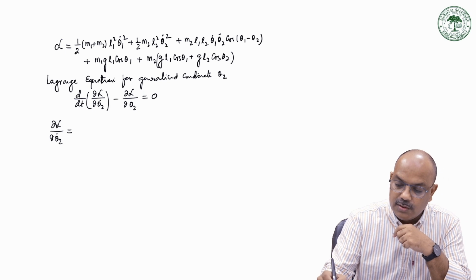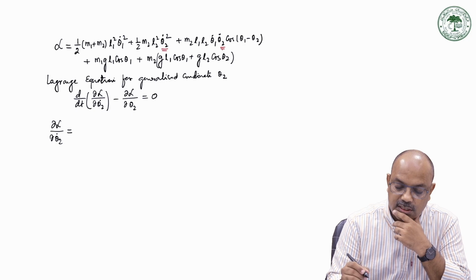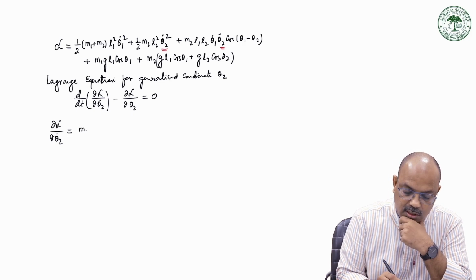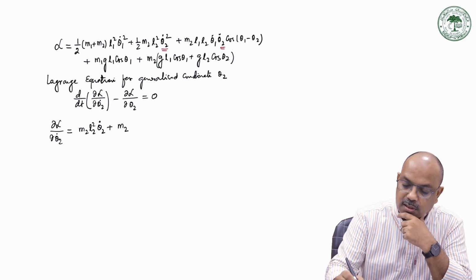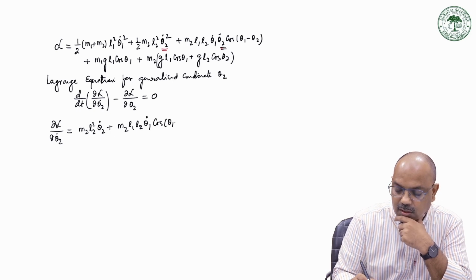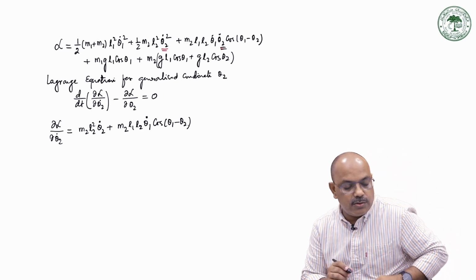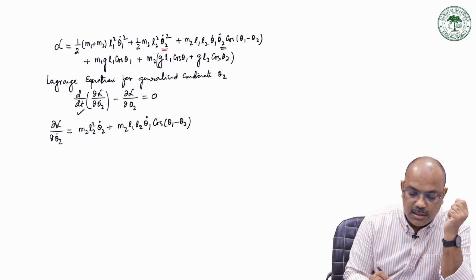You see where I have theta 2 dot. I have theta 2 dot here itself, and theta 2 dot here itself, so I'm going to get these two terms. So this is going to be m2 L2 square theta 2 dot, and then plus, from here, m2 L1 L2 theta 1 dot, and I have cos of theta 1 minus theta 2. Okay, this is my delta L with respect to theta 2 dot. Now I have to calculate d/dt of this thing.